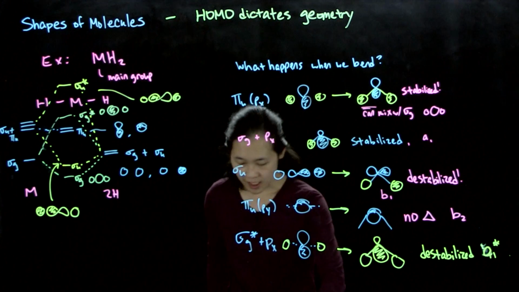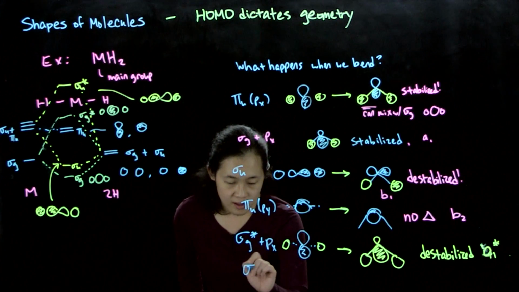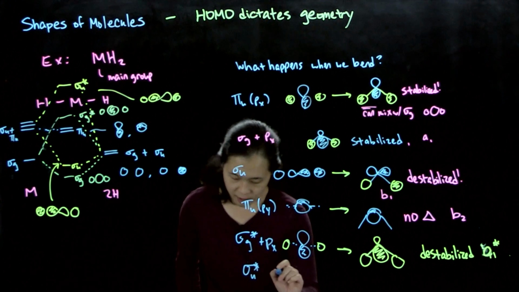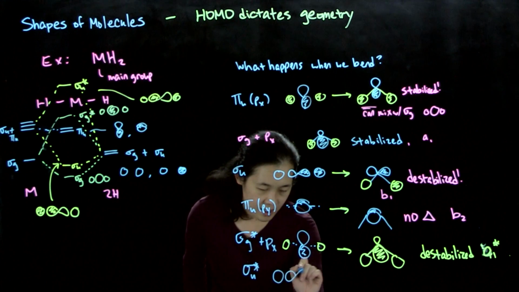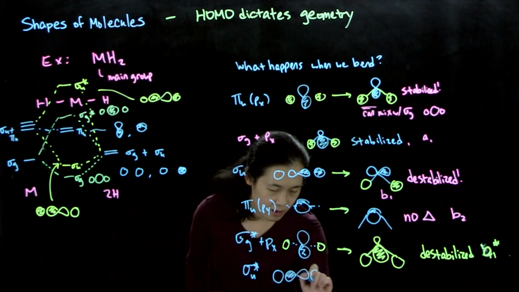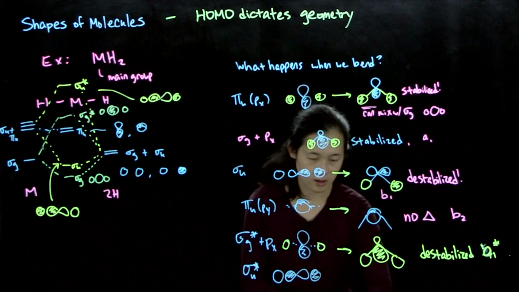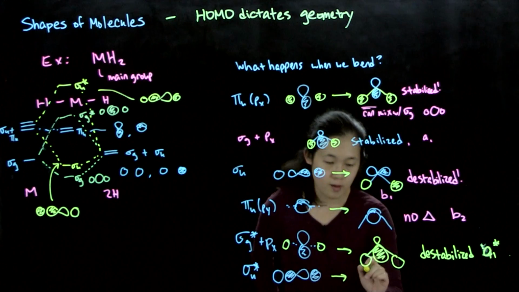And then lastly, we have our sigma u star, which is going from this antibonding combination to the bent one.